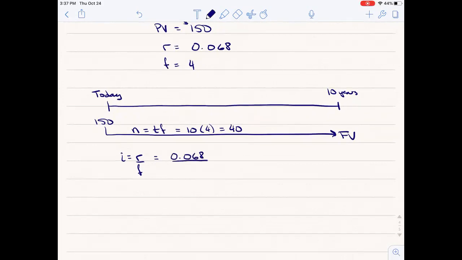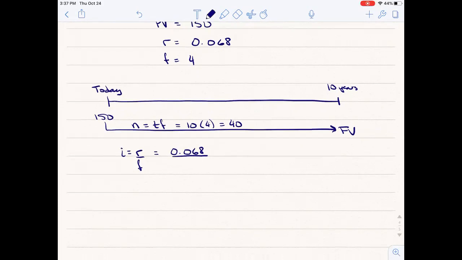I know what you're thinking, but you just did that for n. That was different. 0.068 over 4. All right. Just take your annual rate over 4, the compounding frequency. So 0.068 divided by 4. So each quarter, we get 1.7% or 0.017.